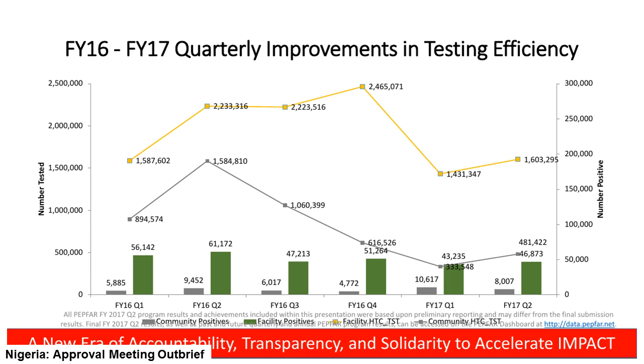That yellow line at the top is the total number of facility-based tests that were conducted, and the gray line in the middle is the total number of community-based tests that were conducted. And those are mapped to the scale on the left-hand side, the axis on the left-hand side, for the number of tests that were done.